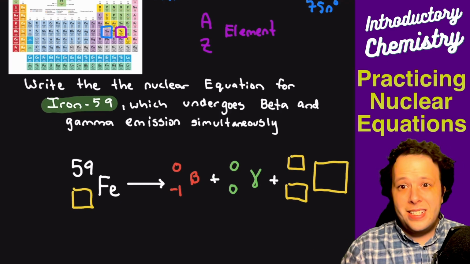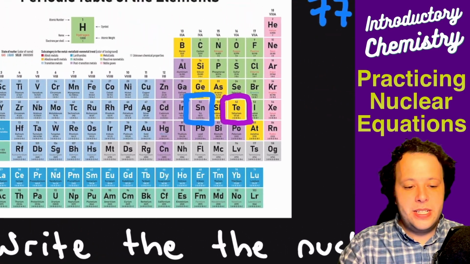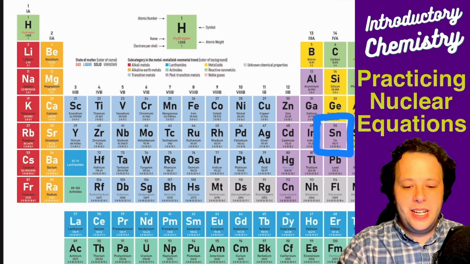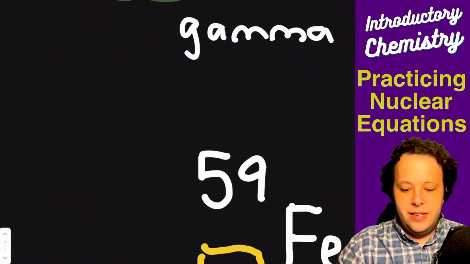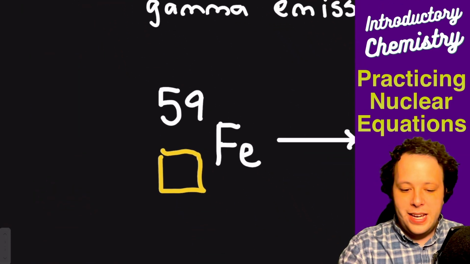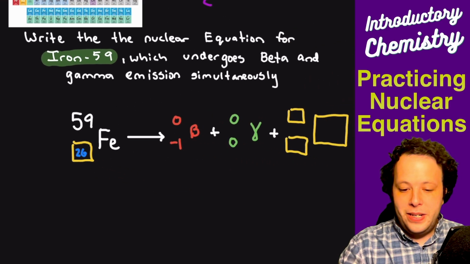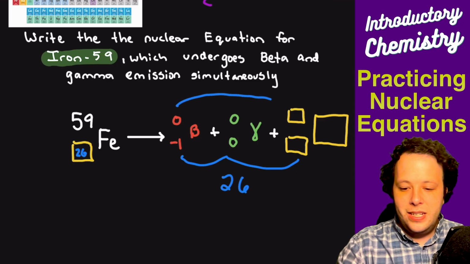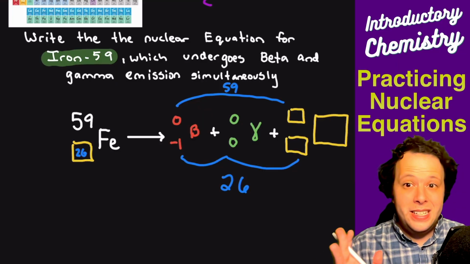And remember, the left has to equal the right. The first thing we should do is look up iron. Iron is number 26 on our periodic table, so we're going to write that down for ourselves, seeing that that is number 26. Once we write that in, just to fill in that gap, that means that all the numbers on the bottom here, adding up all 3 of these, should have a total of 26, and the entire total of the atomic mass should be equal to 59.